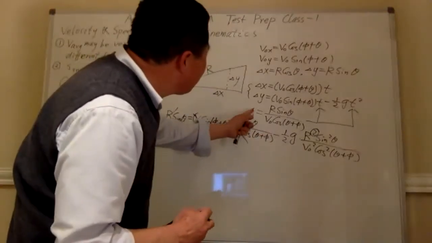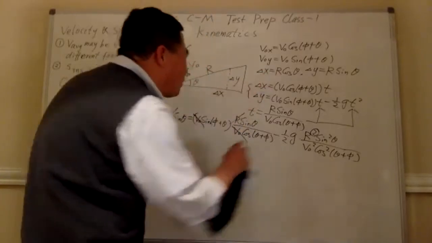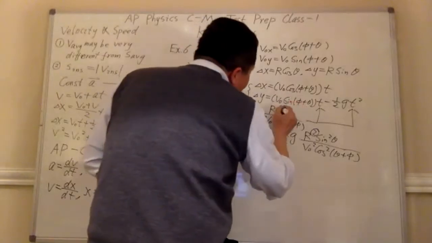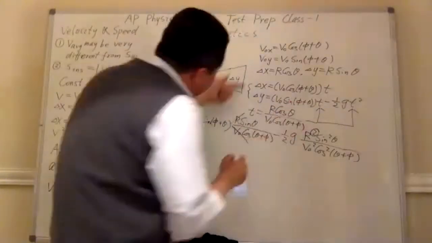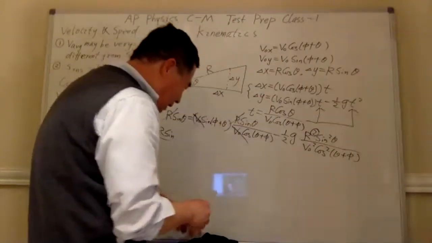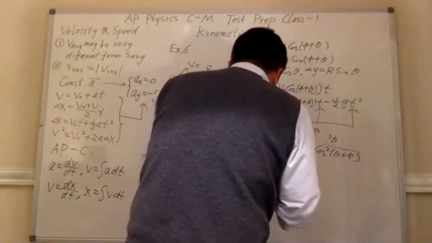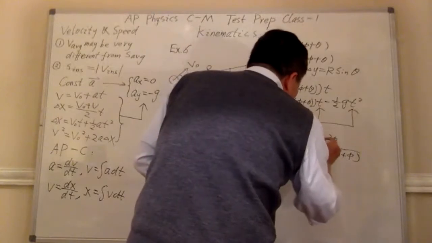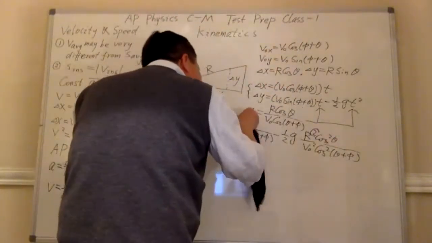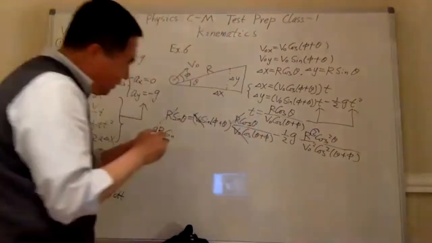We said that delta x is equal to r cosine theta. Sorry about that. This is r cosine theta. That's why I failed. Remember, this is cosine theta. So that's cosine theta.